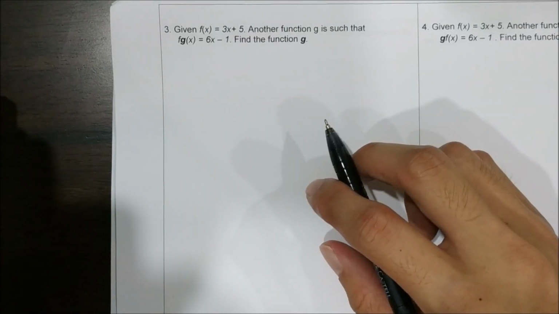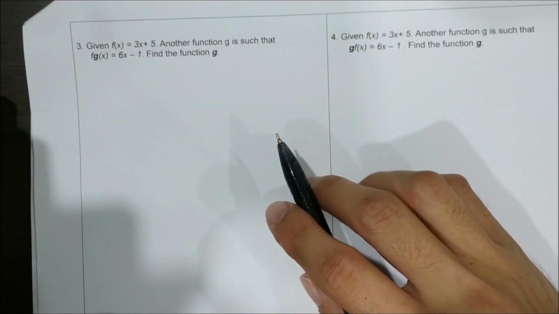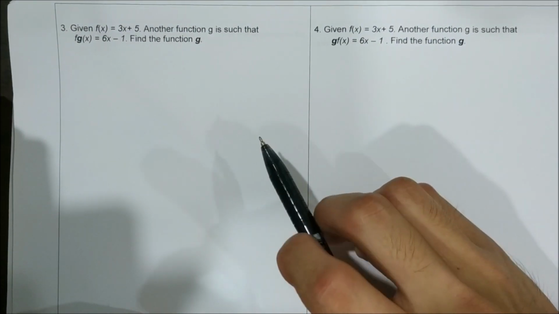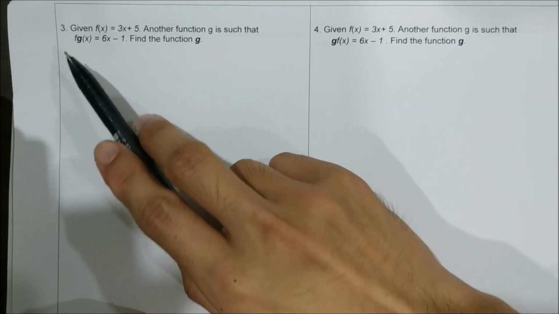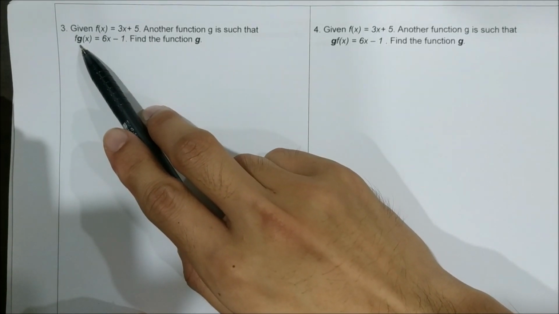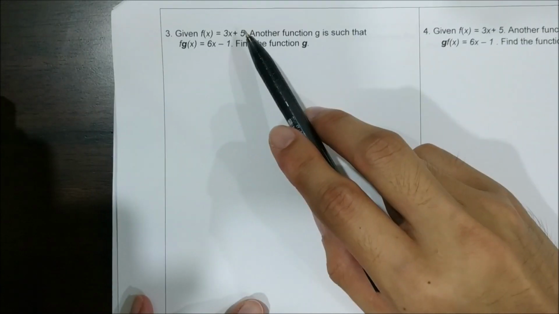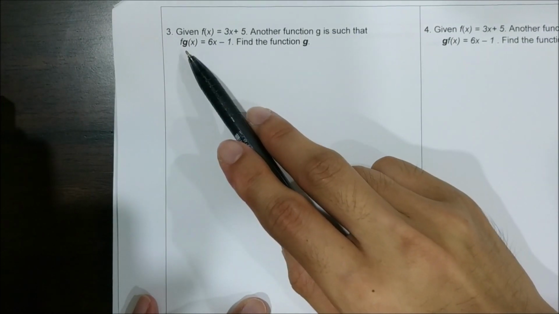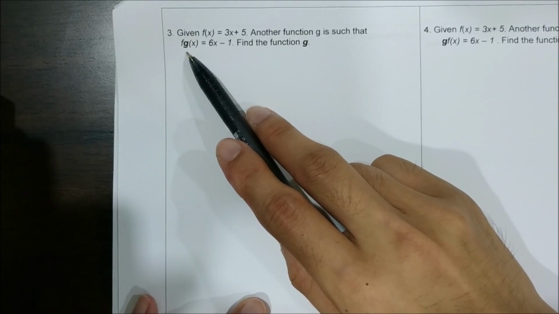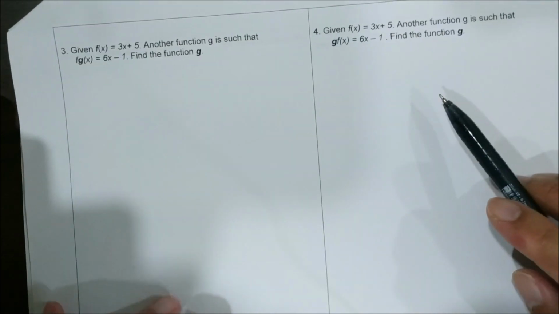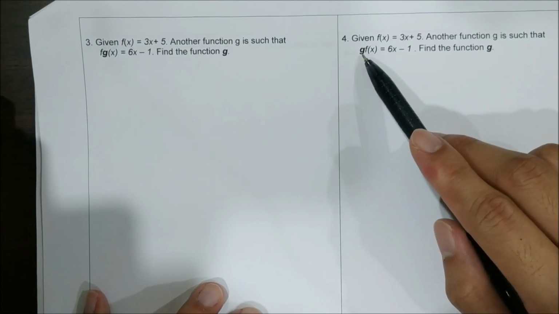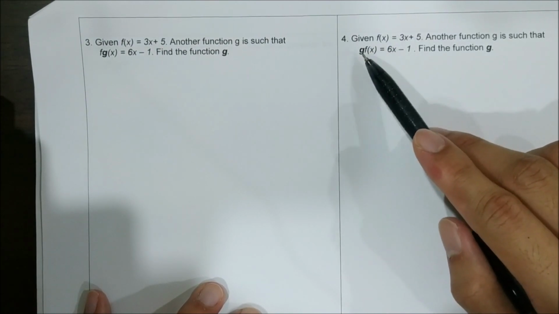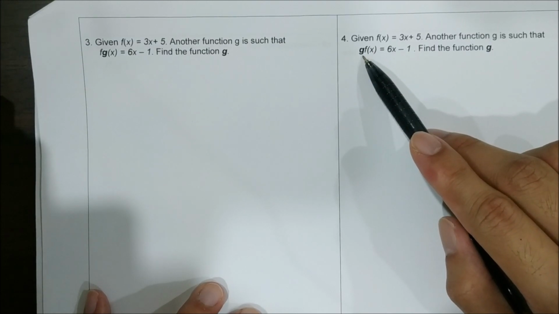Now we come to the 2 example questions, which is one of the more popular types of questions, where you have a composite function like this fg. You are given one of the functions, f, and you need to find another function, which is g here. The second one is also you are given a composite function gf. You are given one of it, which is f, and you need to find another function g.